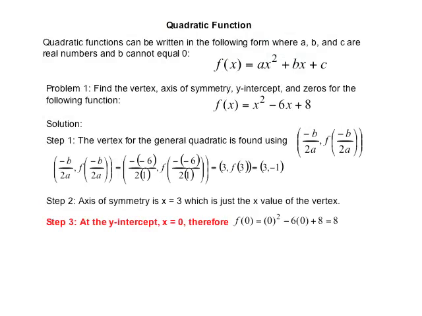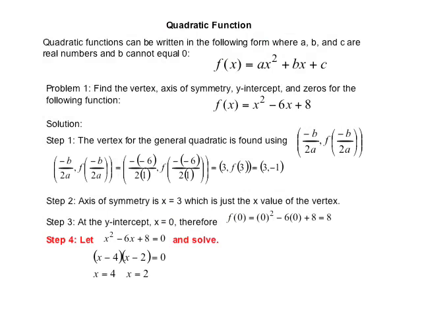Step 3. At the y-intercept, x equals 0. Therefore, just put 0 into the function. So we're looking for f of 0 equals 0 squared minus 6 times 0 plus 8 equals 8. So 8 is the y-intercept.